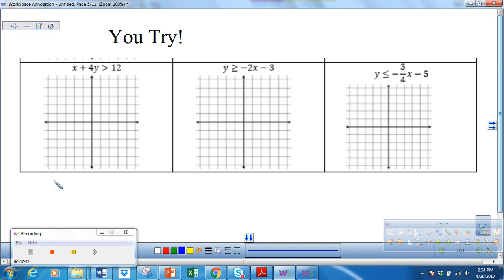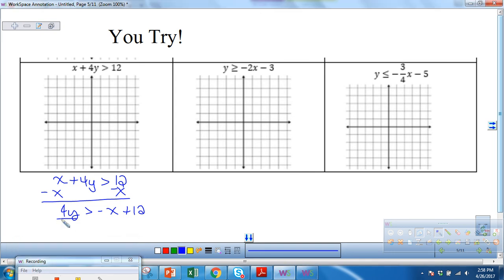If I solve for y, I get x plus 4y is greater than 12. I subtract x. I get 4y is greater than -x plus 12. Divide by 4. I get y is greater than -1/4 x plus 3.